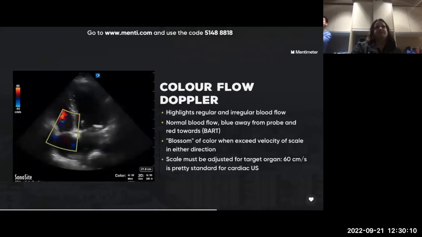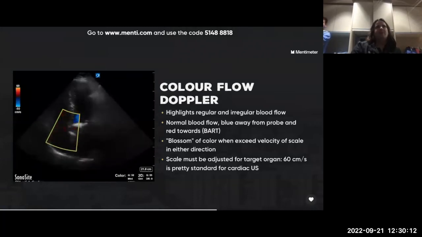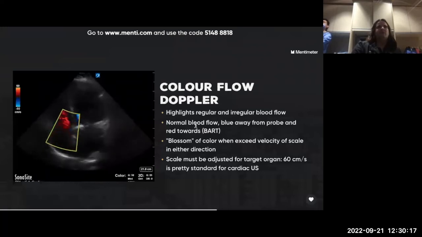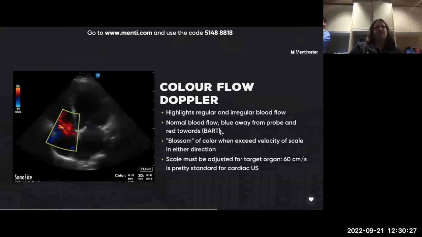Color Doppler. Okay, so color Doppler highlights regular and irregular blood flow. Normal blood flow is blue away from the probe and red towards it. Basically, the ultrasound probe emits a certain frequency, and then there is a receiving frequency, and it looks at the frequency shift and produces an overall color change.